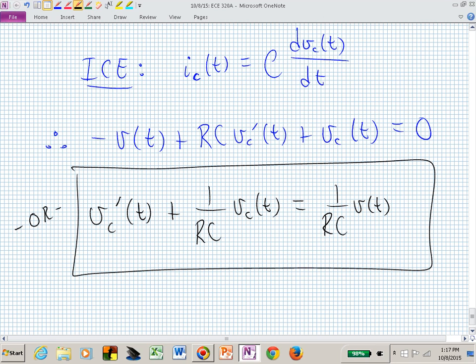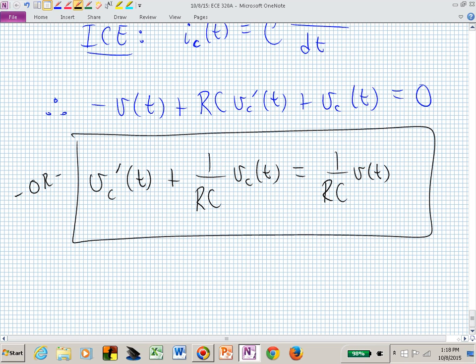What's the order of that equation? 1, or first order, isn't it? How many energy storage elements did we have? We had 1. So, okay, we're feeling better. We're sort of consistent with this. Now let's take that equation into the frequency domain.